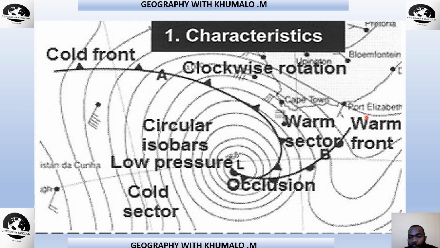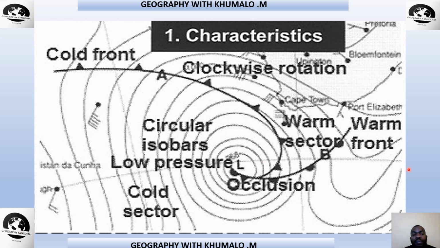That is our warm front there with our symbols. Behind the warm front, it will be our warm sector. We can see the weather stations are showing us a clockwise rotation of air around this pressure system. We've got circular isobars as this develops into a mature cyclone up until it reaches the occlusion stage, as we can see. Now, you have to know all these characteristics in a diagram.